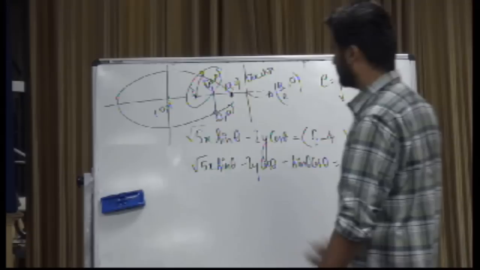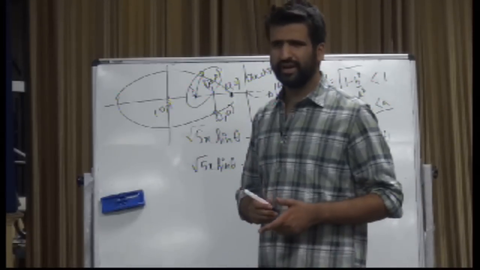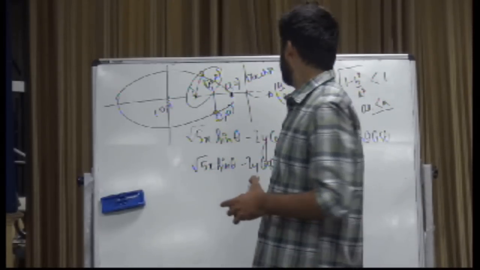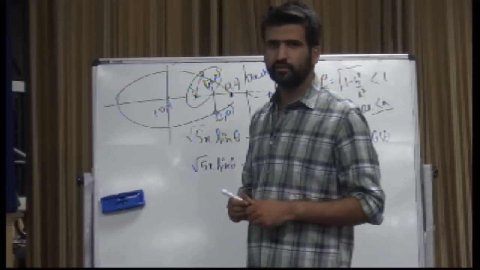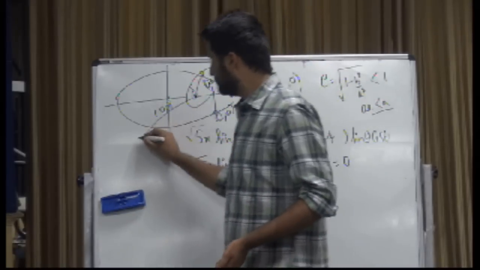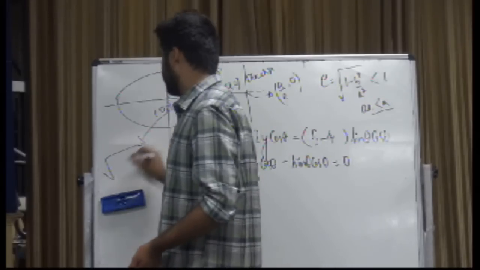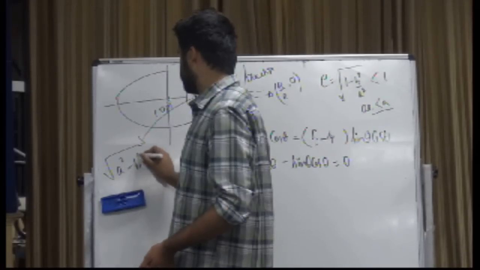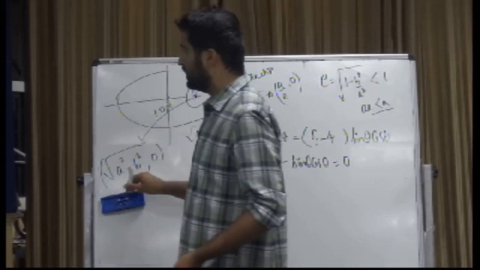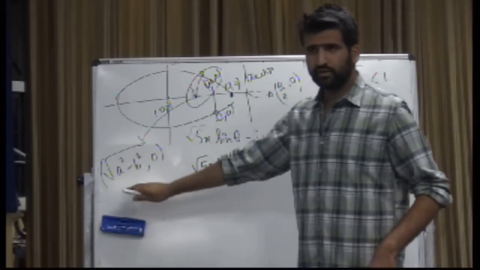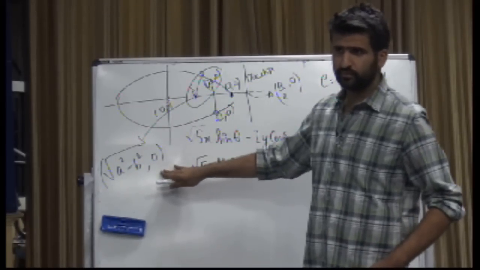Or in some books it's written as root a square minus b square, or root b square minus a square. So the coordinates of this are written as, let's suppose, root a square minus b square, comma 0. If you go by NCERT, they have written the coordinates like this, right?